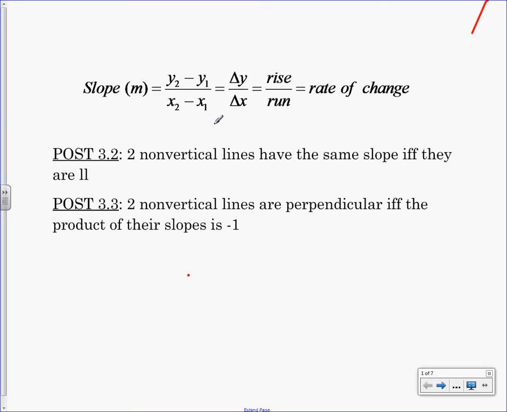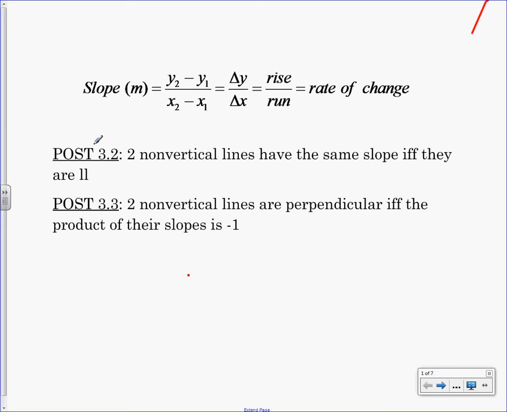Okay? So postulate 3-2. Two non-vertical lines have the same slope if and only if they are parallel. Non-vertical lines, these are vertical lines, straight up and down, right? Non-vertical is like slanted, okay? So they're saying parallel lines have the what slope? Same slope. That's what they're saying. You already knew that from Algebra 1, okay?